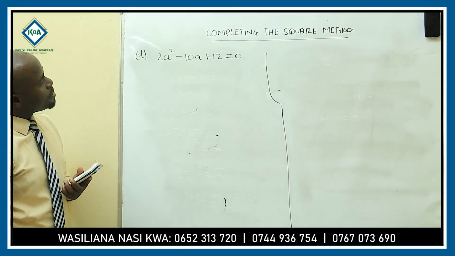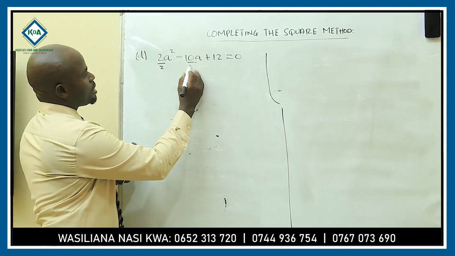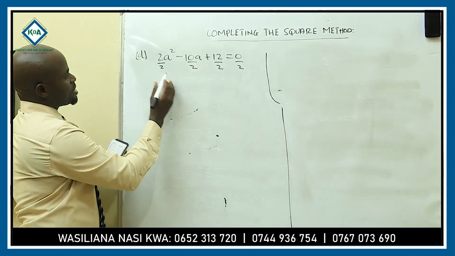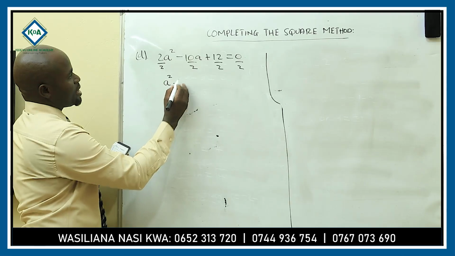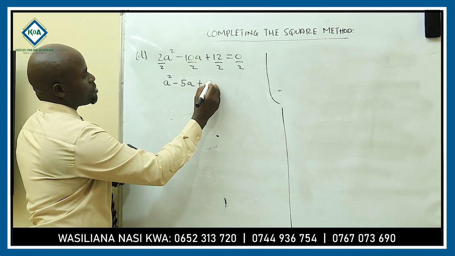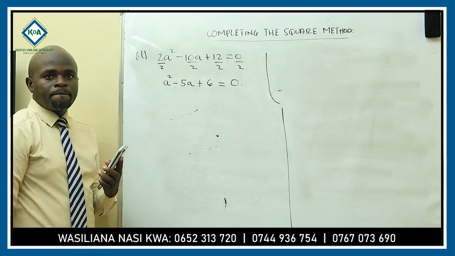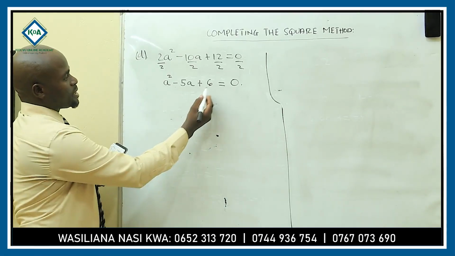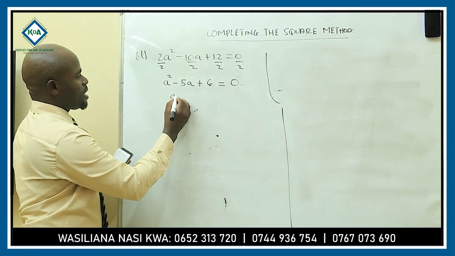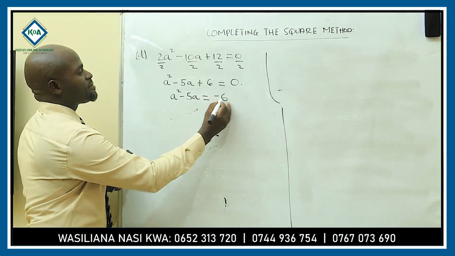Yeah. Step 1, make this 2 become 1. So we divide by 2 throughout. So these 2 will cancel, and we remain with a squared minus 10 divided by 2, which is 5a, plus 12 divided by 2 is 6, equal to 0 divided by 2, the answer is 0. Then you take this 6 and shift it to the other side. It is plus, so when you go there it will be minus. So you have a squared minus 5a is equal to negative 6.